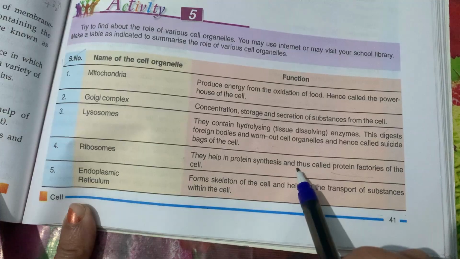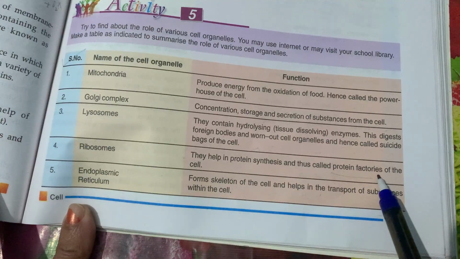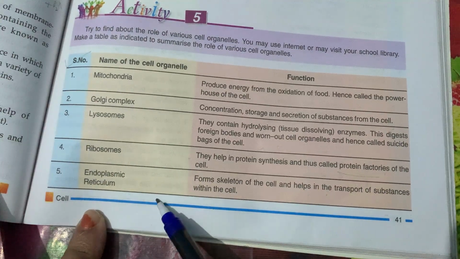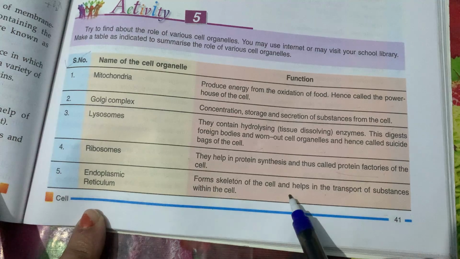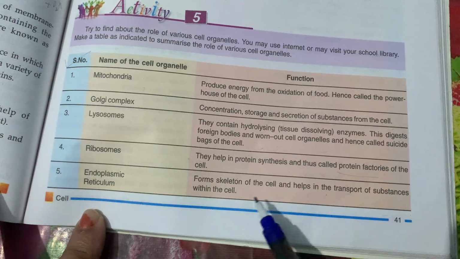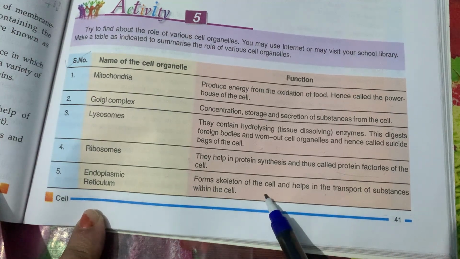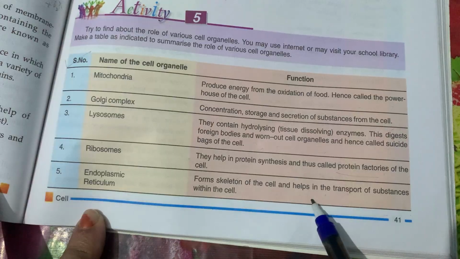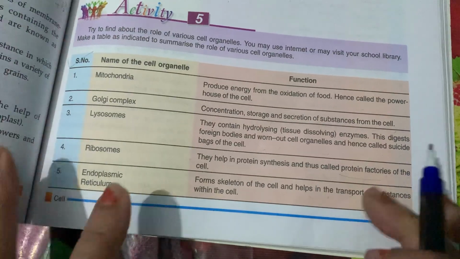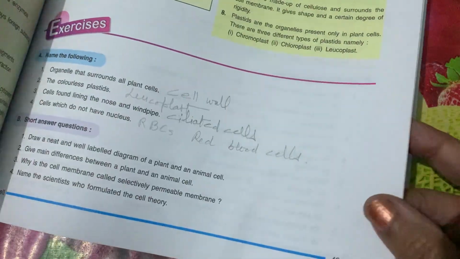Ribosomes help in protein synthesis, so they are known as the protein factories of the cell. Endoplasmic reticulum: they form the skeleton of the cell and help in transport of substances within the cell and outside the cell also. As you see in the diagram, they are present on both sides.